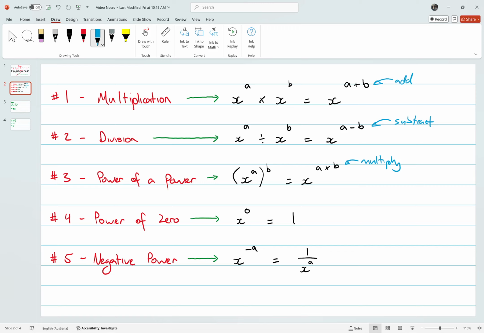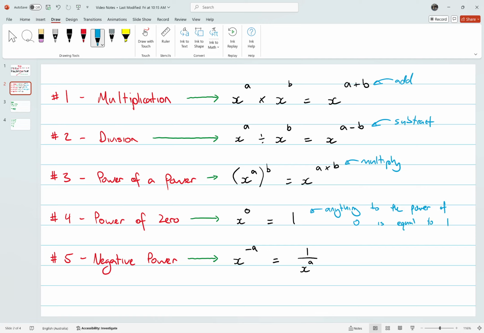The fourth index law is power of 0, whereby any number to the power of 0, doesn't matter if it's a very large number, a very small number, a negative number, whatever, will equal 1. So anything to the power of 0 is equal to 1.